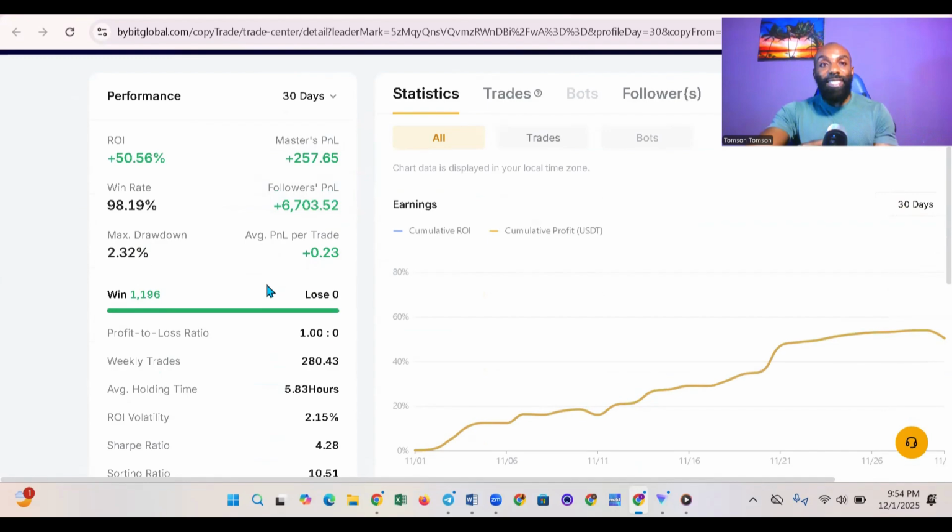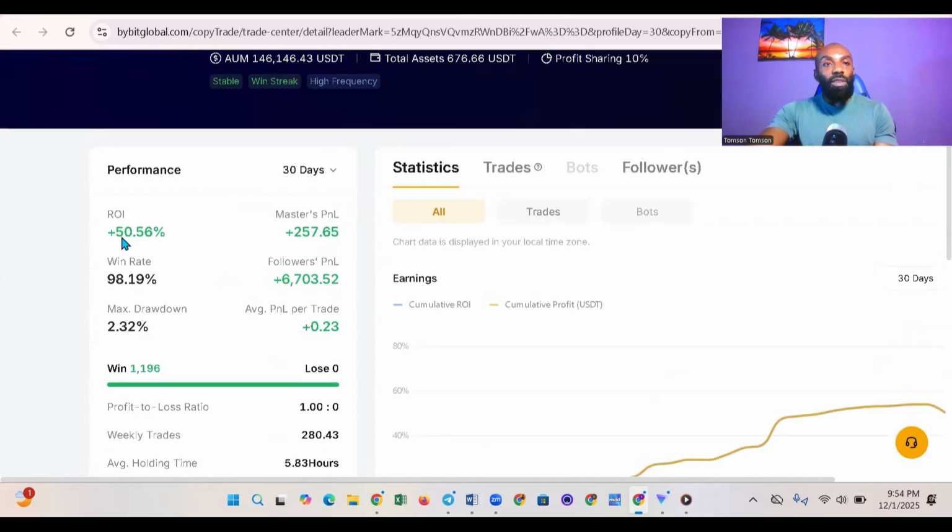You can see the statistics here are very good. You can see his return on investment is 50.56%, okay? You can see his win rate, 98.19%. This is something you have to pay attention to, the win rate, okay? Pay attention to the win rate. If the win rate is below 60, trust me, for me personally, I don't copy that trader. The win rate has to be from 70% upward, then I'll be able to copy the trader, okay?